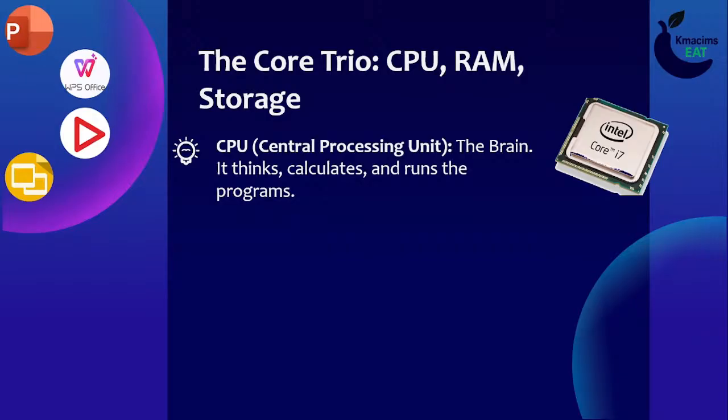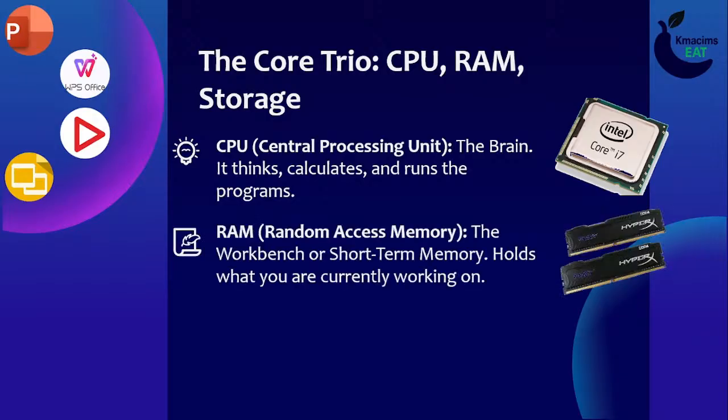The next item there is the RAM. The RAM is also called random access memory or short-term memory. Now I'm going to give you an illustration of how RAM works and how it determines how fast a system can be. Let me illustrate like this.